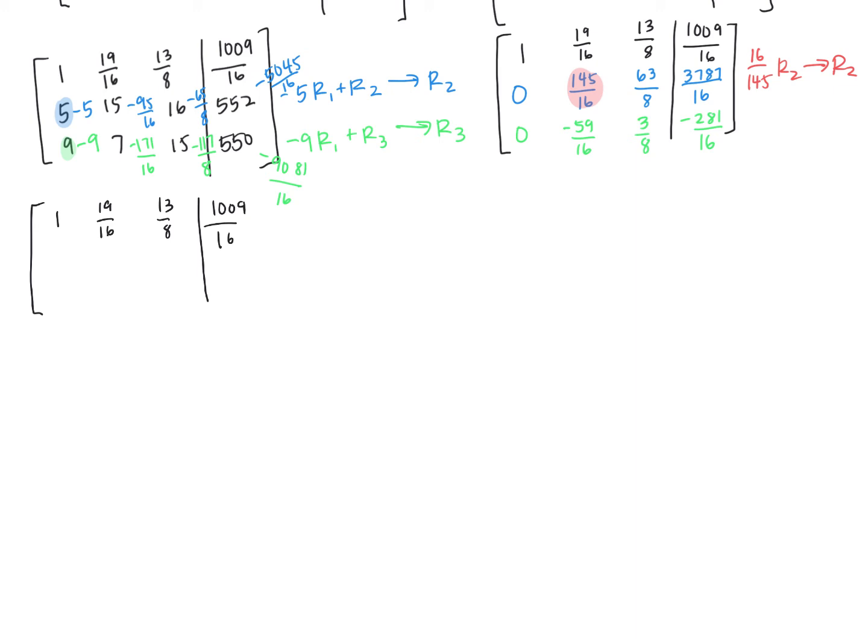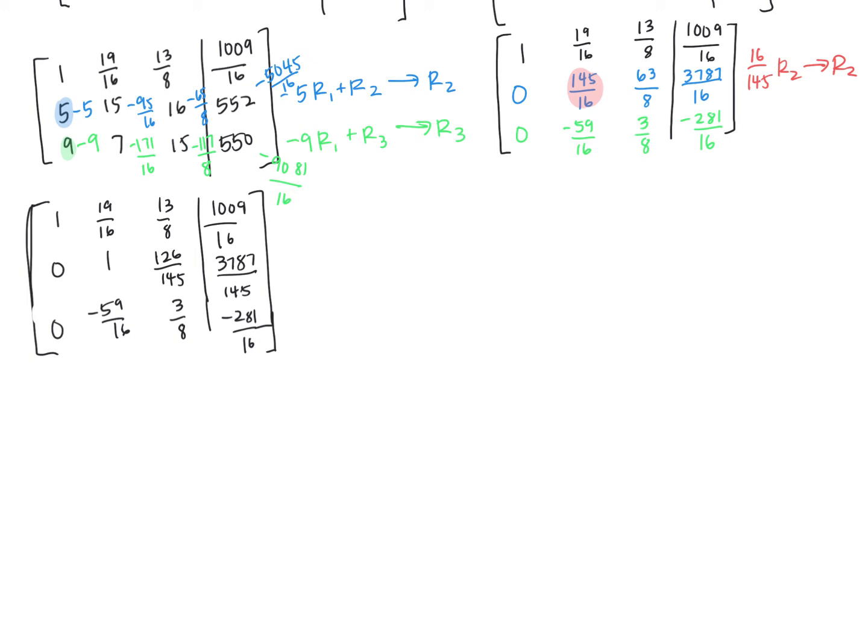Okay, row 2, when I multiply through by 16 over 145, I will get 0, 1, 126 over 145, and 3787 over 145. Should have left myself more room here. Okay, and then the third row I'm not changing at this point, so we'll just copy it down.